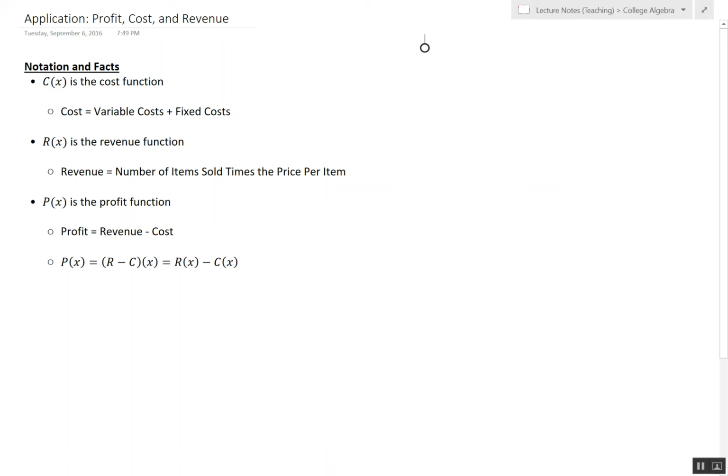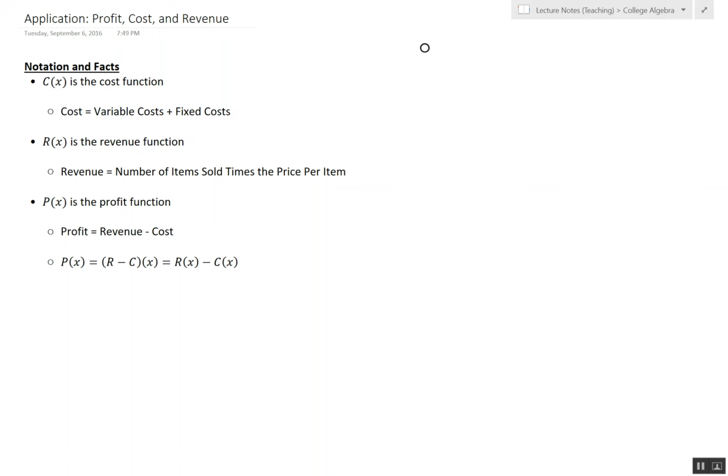Hi everybody, welcome back. So we're going to talk about the application profit, cost, or revenue, which is a good example of building functions from other functions, because in particular the profit function is built out of the revenue and cost functions. So let's look at some notation here.